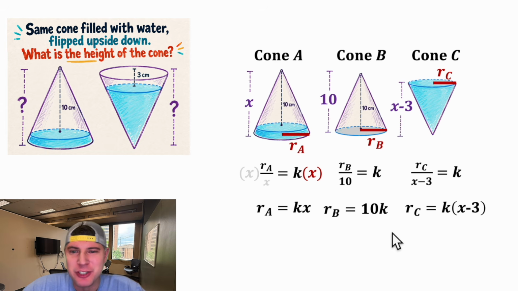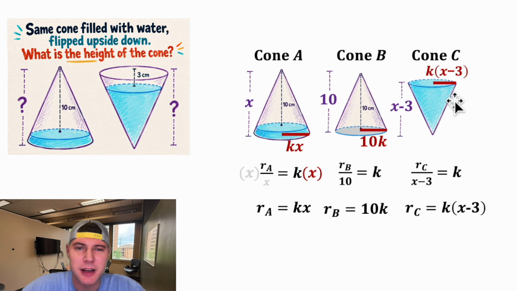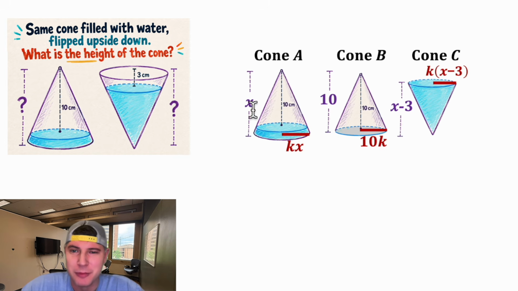Now let's do some substitution. In the place of r sub a, we can plug in kx. In the place of r sub b, we can plug in 10k, and in the place of this r sub c, we can plug in k times the quantity x minus 3. Now we've got everything in terms of 2 variables and some numbers: x, k, and numbers.